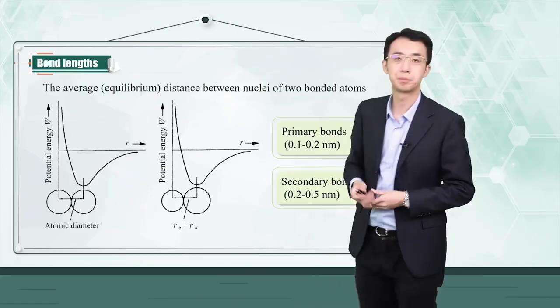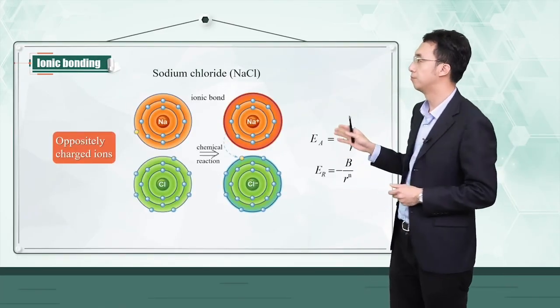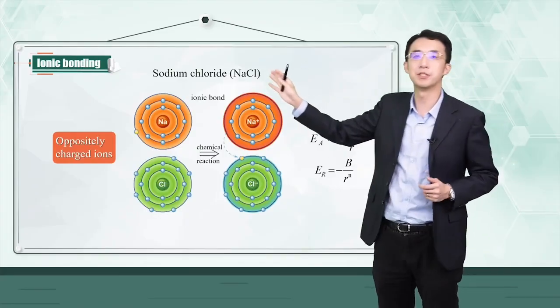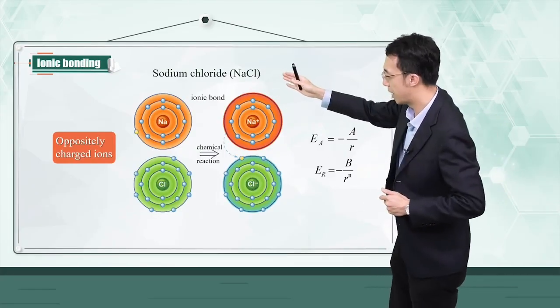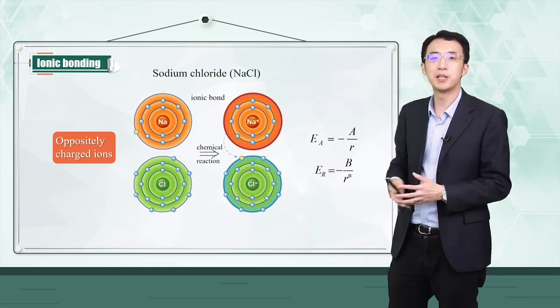Another important concept is bond length. For primary bonds, the bond length or the equilibrium interatomic spacing is usually smaller, and for secondary bonds, this equilibrium interatomic spacing is usually bigger. So for stronger bonds, or primary bonds, you will have a smaller distance between the two atoms, and also the energy well or the energy minimum is deeper.